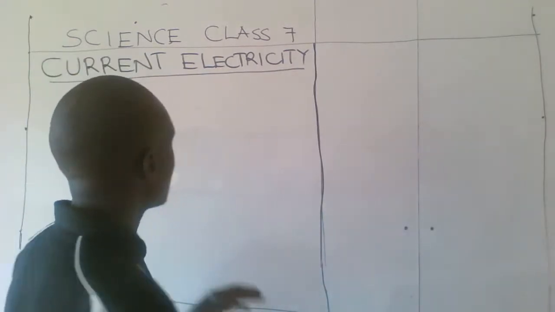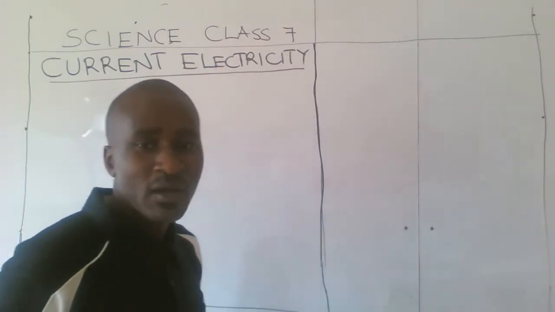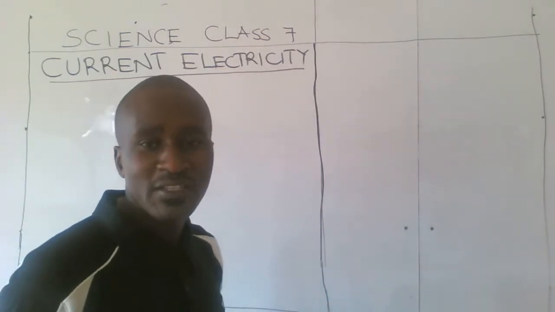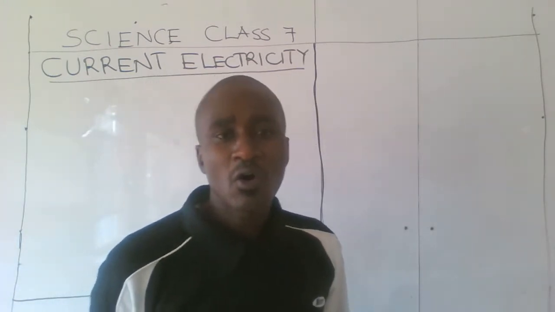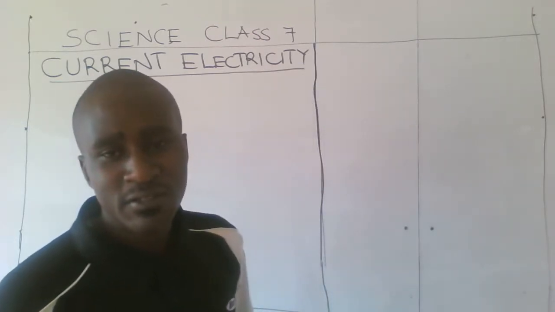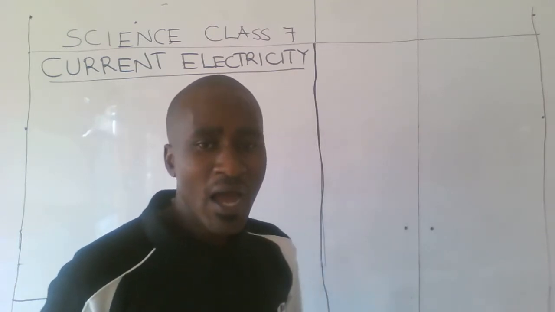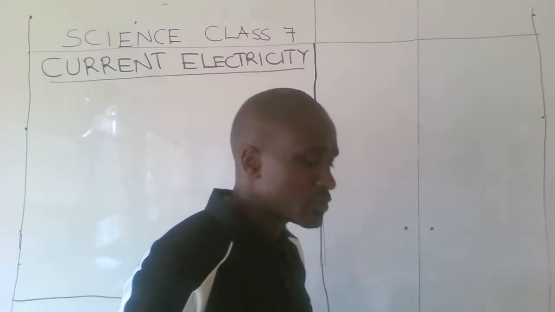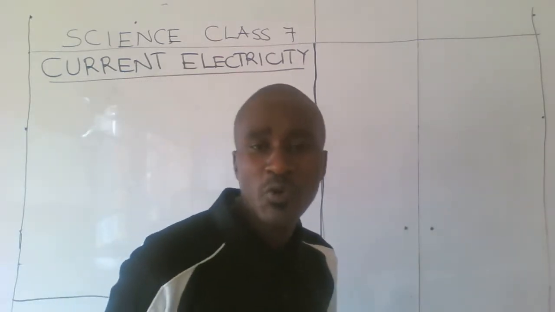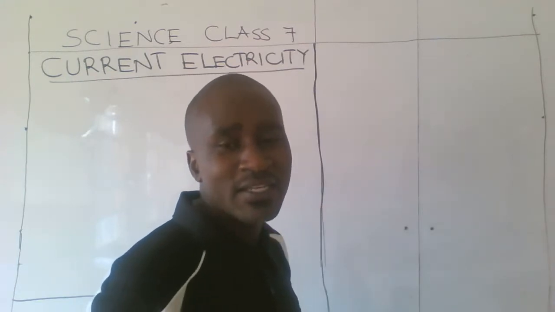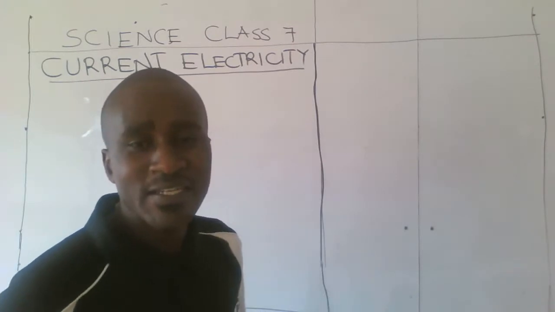Today we are going to learn about current electricity. Just as we said previously, we have two main forms of electricity: static electricity and current electricity. So in this lesson, we are going to dwell on current electricity and find out what current electricity is.